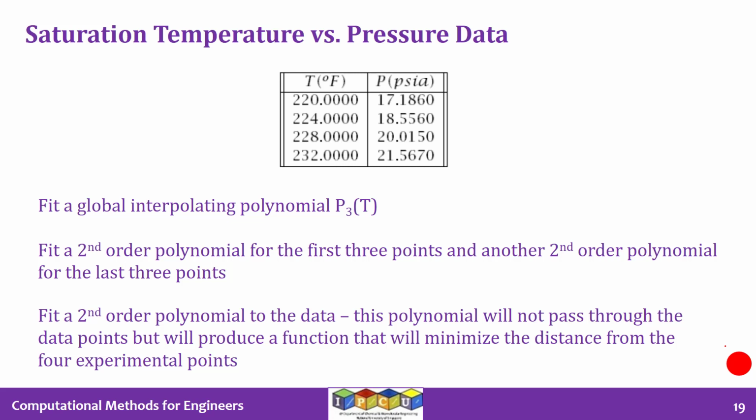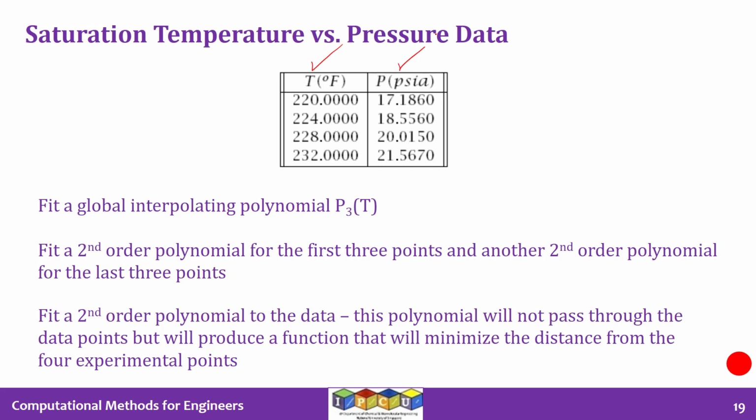So here we have saturation temperature versus pressure data taken from a thermodynamics table. And this is the temperature and this is the corresponding pressure. Now you are asked to express the pressure as a function of temperature so that you can do interpolation first, and if you have to do numerical differentiation or integration, you can always do it later.